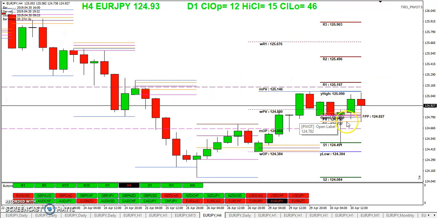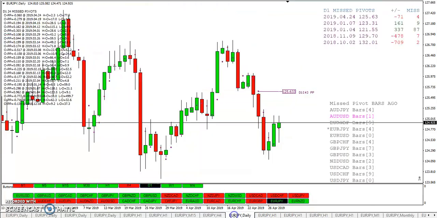And we see here the pivot was hit. We still have one missed pivot. Looks like we're going to miss one pivot in April. Maybe May will take it out. We still have two missed pivots here from January and a couple from last year.